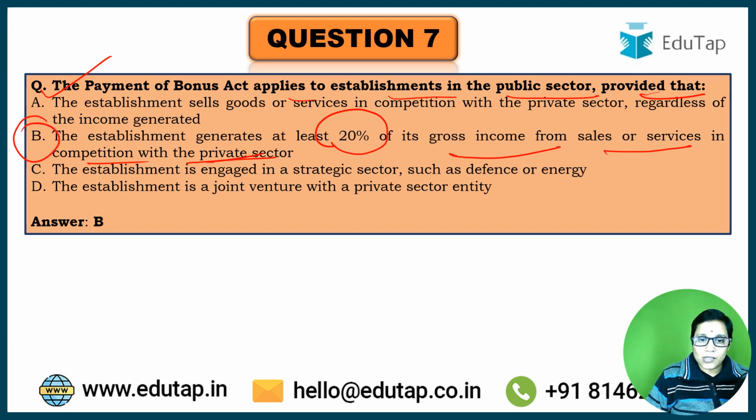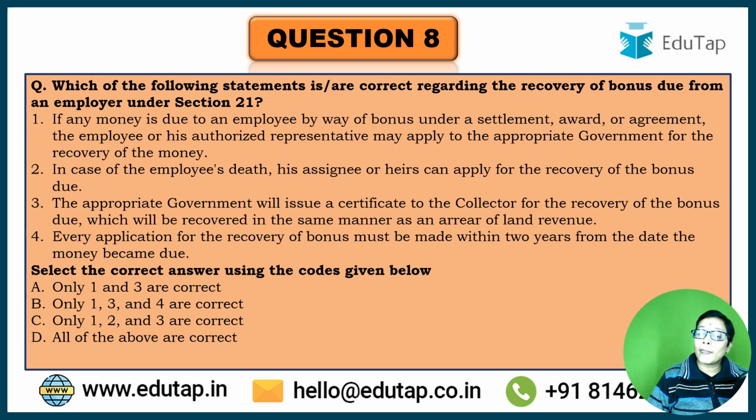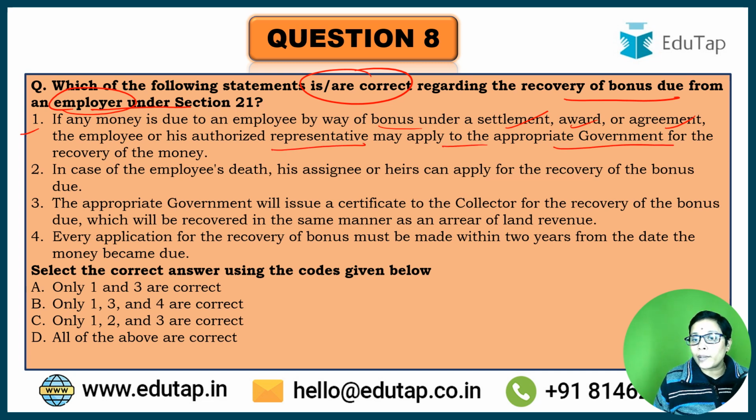Okay, so moving on to our next question. See here, which of the following statements is or are correct regarding the recovery of bonus due from an employer under section 21? If some bonus has remained with the employer, in what way can the employee recover it? 1. If any money is due to an employee by way of bonus under the settlement, award or an agreement, the employee or his authorized representative may apply to the appropriate government for the recovery of the money. Yes, this is very much true.